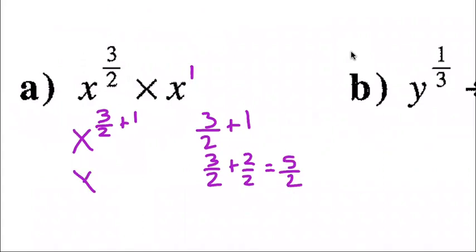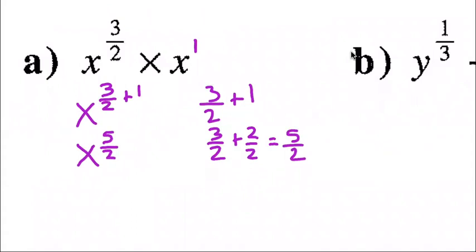So this is x to the power of 5 over 2. There's your exponent, but this is square root of x to the 5th. There's your radical.